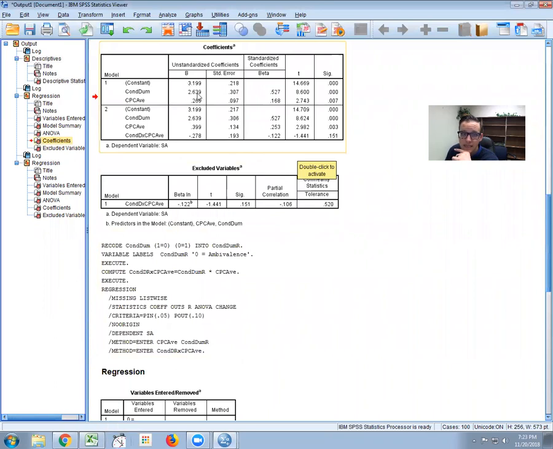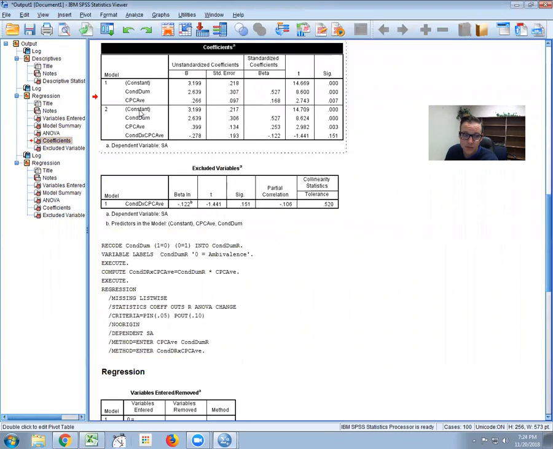So now instead of these numbers, because the main effects were up here, now I'm looking for the interaction in the simple effects, or the simple slopes. Those are down here in model 2. So I need these numbers.